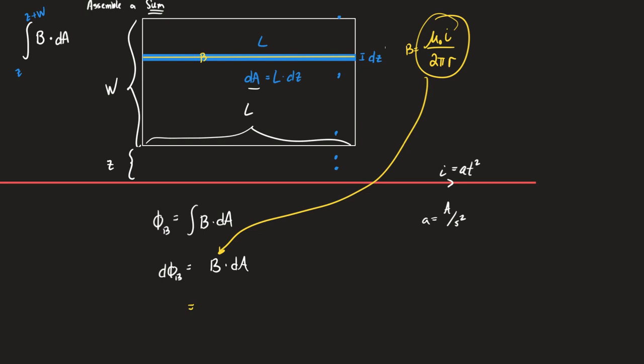So I know that that's something that's going to have to be replaced. 2 and pi, those are constants. They'll be fine. R, that's a placeholder. It's how far away from the wire you are. So that's going to have to be replaced with the variable I'm using in my problem.